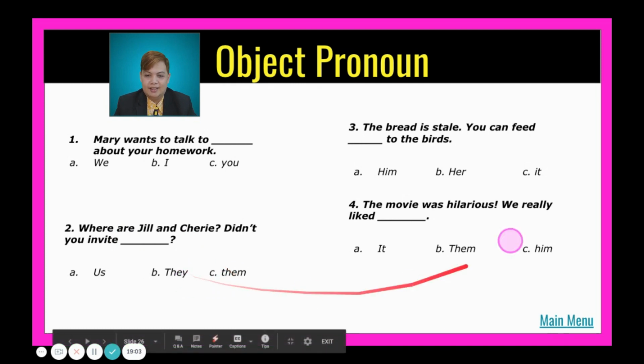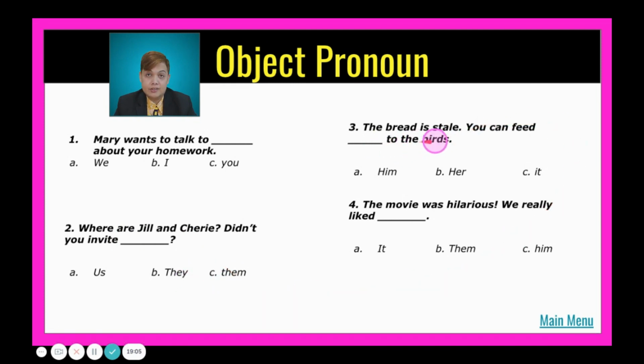Them. Next, number 3. The bread is stale. You can feed blank to the birds. Him, her, it. What do you think is the correct answer? Of course, we have to omit her and him. You can't say you can feed him to the birds. We don't do that. So it, you can feed it to the birds.